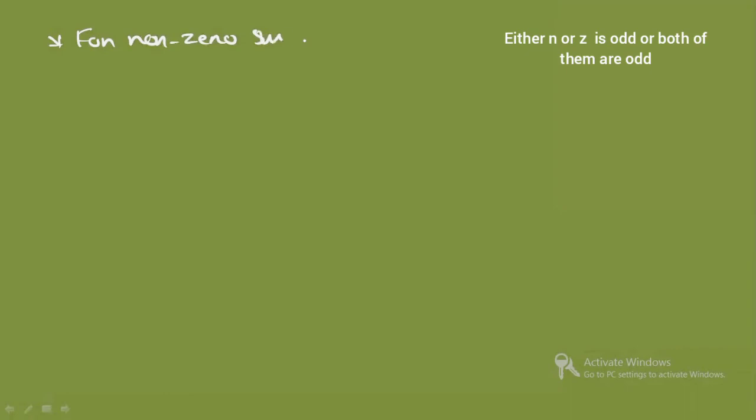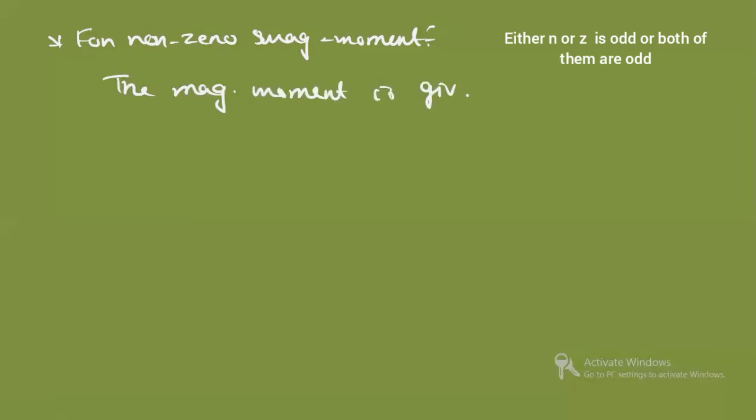In that case, the magnetic moment is non-zero, and for a non-zero magnetic moment you can calculate it. The magnetic moment is given by the formula mu equals G_J times J times mu_n. This is the formula, and you have to remember it.